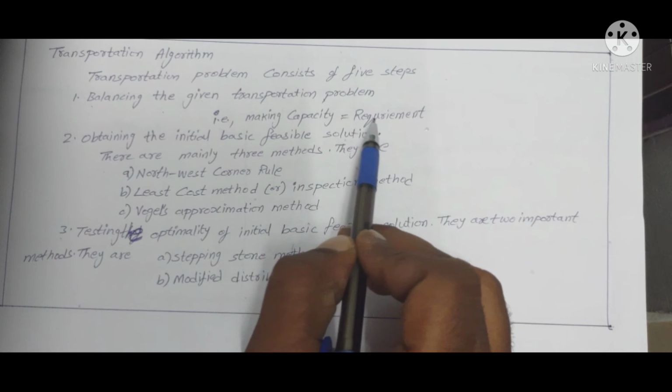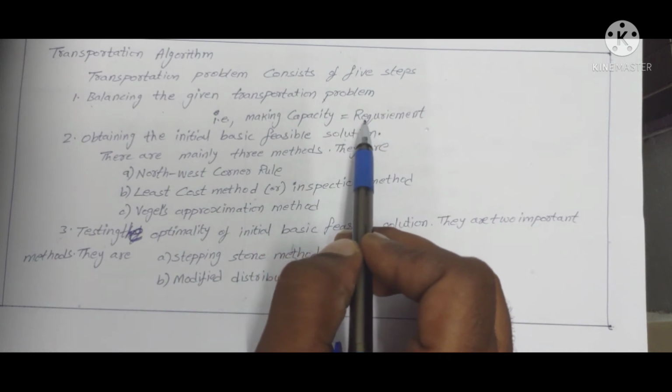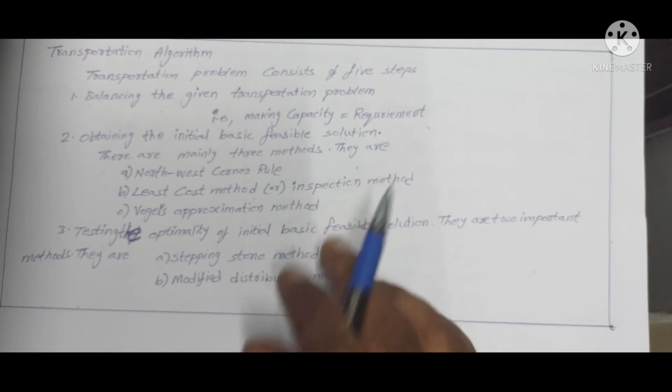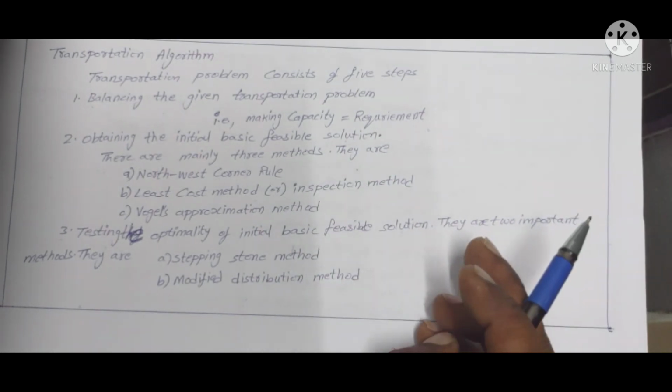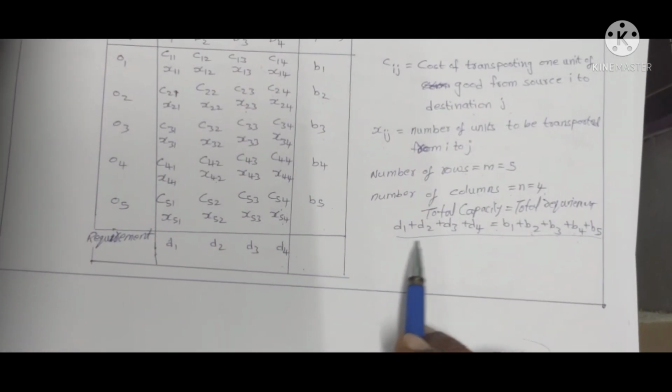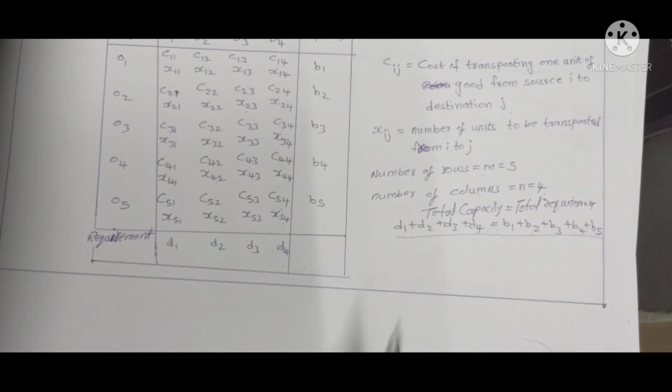Making capacity equal to the requirement means the sum of capacity is equal to the sum of requirement. That is, D1 plus D2 plus D4 is equal to B1 plus B2 plus B3 plus B4 plus B5. See this equation, this is the balancing of the transportation problem. This is the first step, we have to check, otherwise we have to balance it.